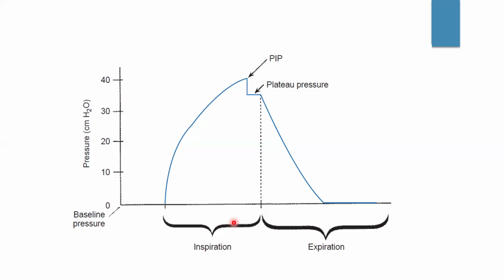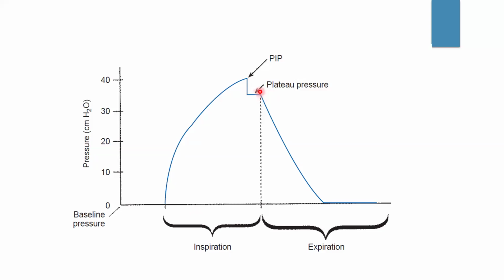Before the beginning of inspiration, no pressure is applied on the patient or the upper airway, which means that the baseline pressure is 0. With the inspiration happening, the pressure increases and reaches a peak pressure. This is known as PIP, peak inspiratory pressure. That is the maximum pressure exerted on the upper airway by the ventilator. Next, we have a plateau pressure, which we'll discuss.